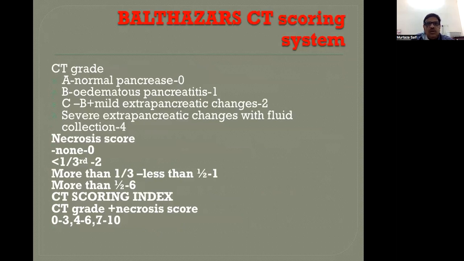Now come to the CT scoring system. Balthazar's CT scoring system. CT grade A, normal pancreas. B, edematous pancreatitis, 1. C, B plus mild extra pancreatic changes, 2. Severe extra pancreatic changes with fluid collection, 4. Necrosis score: none, 0; less than 1/3, 2; more than 1/3 but less than 1/2, 4; more than half is 6. CT severity index is CT grade plus necrosis score: 0 to 3, 4 to 6 and 7 to 10.